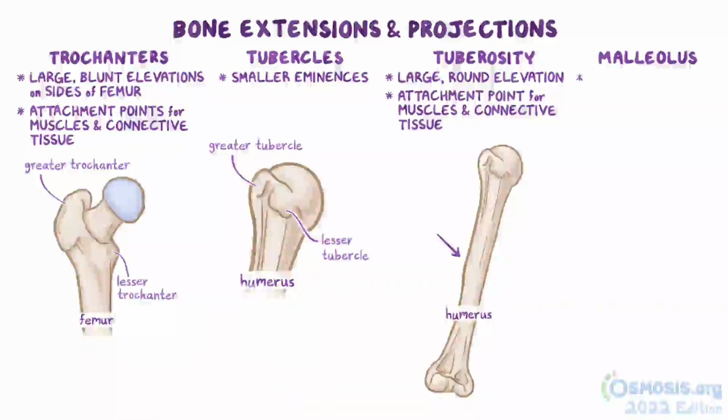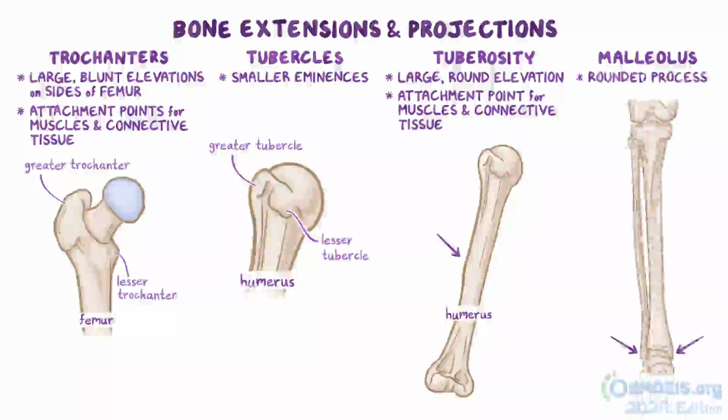Finally is a malleolus, which is a rounded process. The popular examples would be the medial and lateral malleoli on each side of the ankle, which are projections of the distal tibia and fibula.